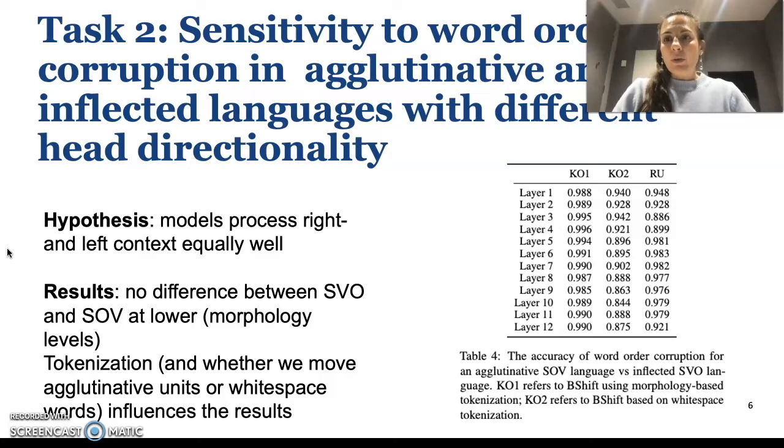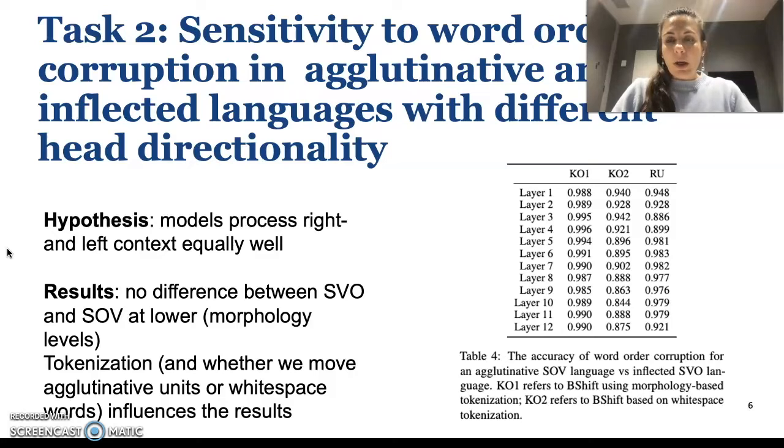So we compared how difference in tokenization reflecting this typological structure of language influences the sensitivity to word order corruption, and also how they had directionality, so whether the verb precedes the object or follows the object, if it can be detected by the models equally well, because we thought that because BERT is unaware of right and left-hand context and treats them equally well, it should be similar in performance, whether we have head first or head final language.